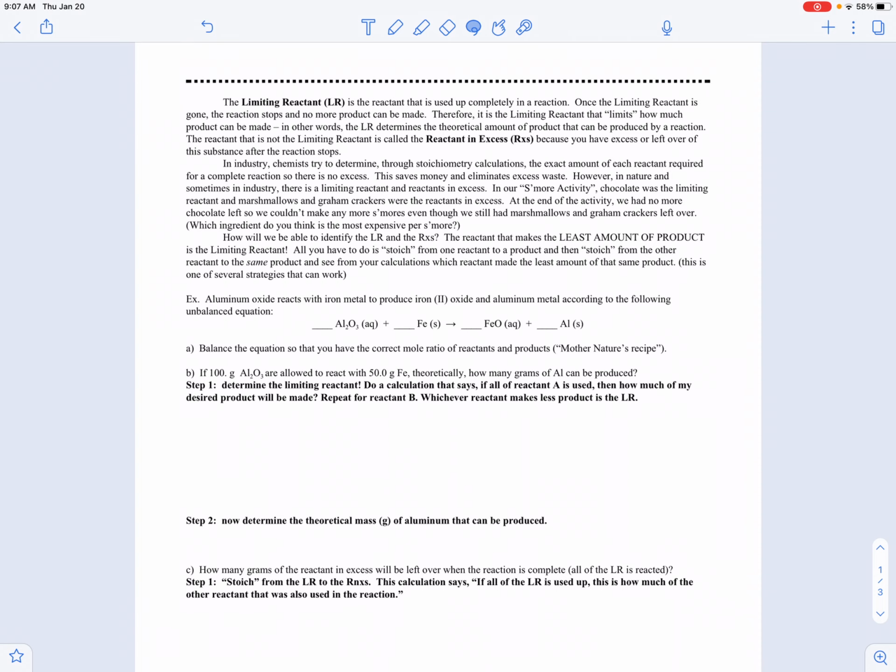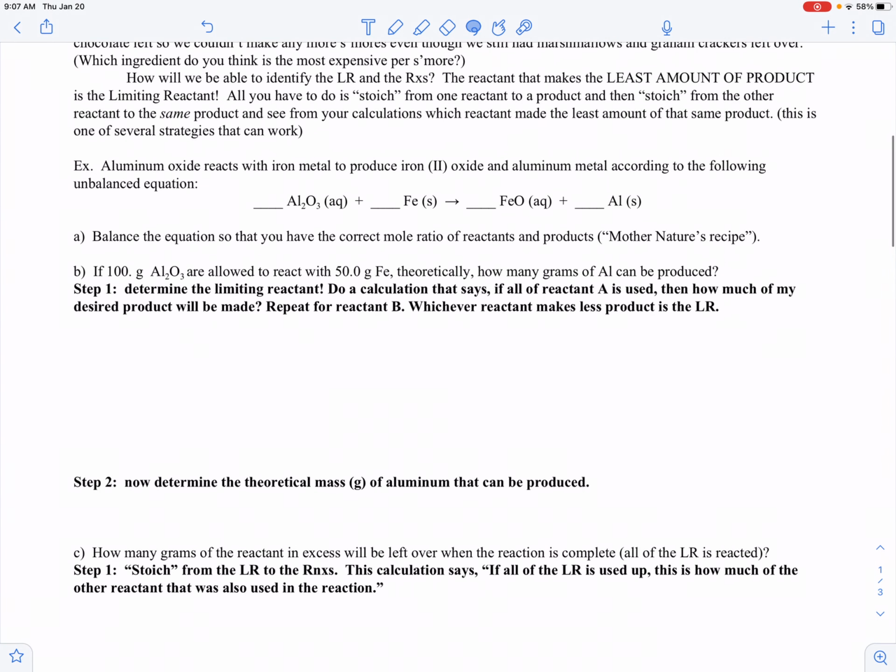So the first thing I'm going to do is balance the chemical equation, because to use stoichiometry you need a balanced recipe or a balanced chemical equation. So in this case, I'm going to use the coefficient 2 over here to balance my aluminums, and then I'm going to use the coefficient 3 here to balance my oxygen, and then I'll use a coefficient here to balance my iron. And so this will be my balanced chemical equation.